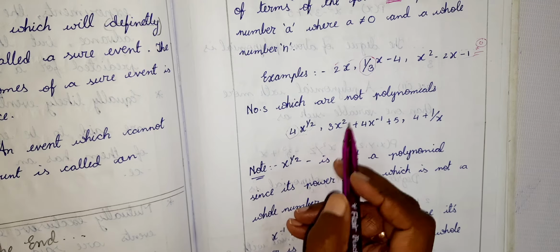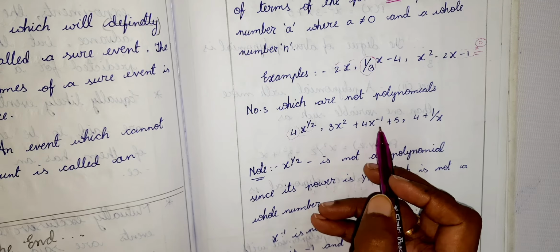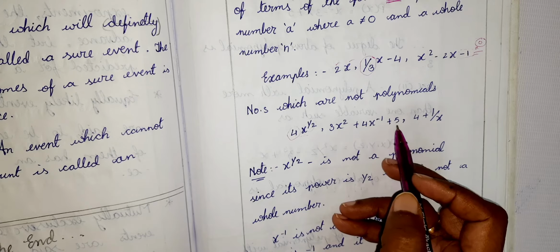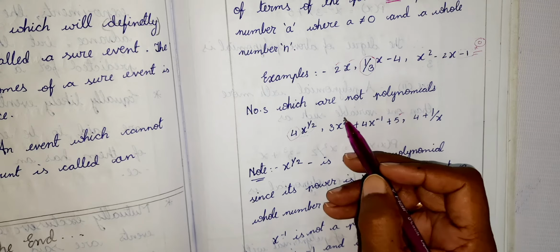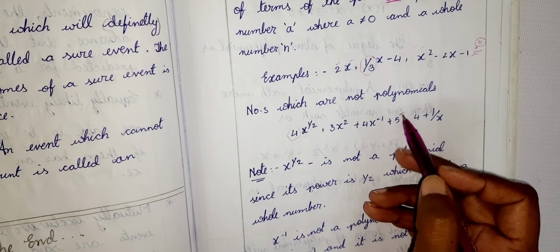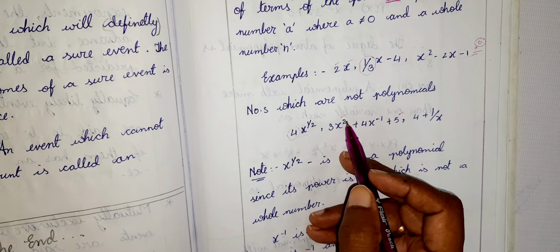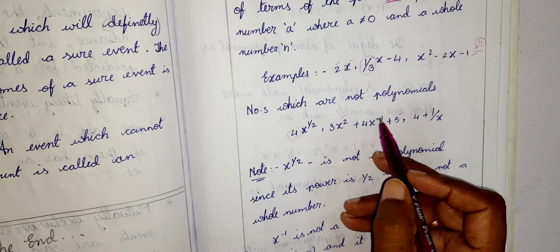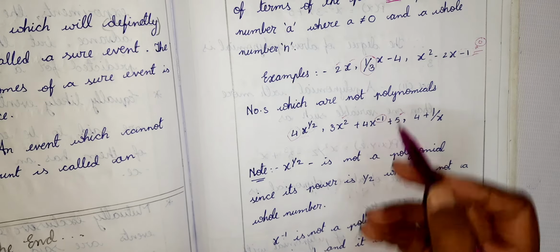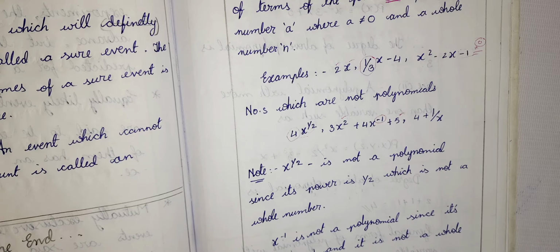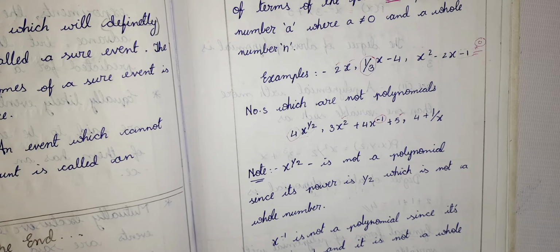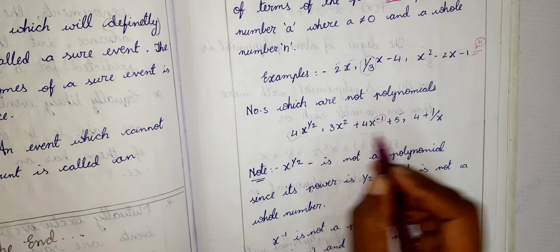Now in this 3x^2 plus 4x^(-1) plus 5. This is okay. This term is also fine because here is x^0, 0 is a whole number. Here is x^2, 2 is a whole number. But when you observe here, x^(-1), minus 1 is an integer which is not a whole number, that is a negative integer. Hence it is not a polynomial.